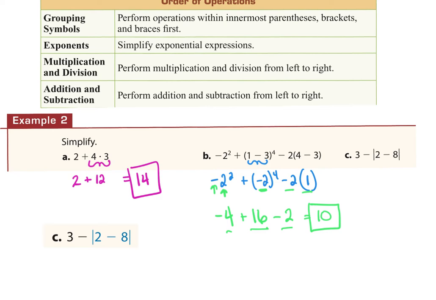Yeah, so another thing that can group something is absolute value, all right? Absolute value will group it. So this is considered a grouping. And so I am going to do what's inside my absolute value first. 3 minus the absolute value. What is 2 minus 8? Negative 6. And then I'm going to apply the absolute value. The absolute value of negative 6 is positive 6. So it's not 3 minus the absolute value of negative 6. I'm going to just say 3 minus positive 6. Different signs. So what am I going to get here? 3 minus 6. Negative 3. All right.